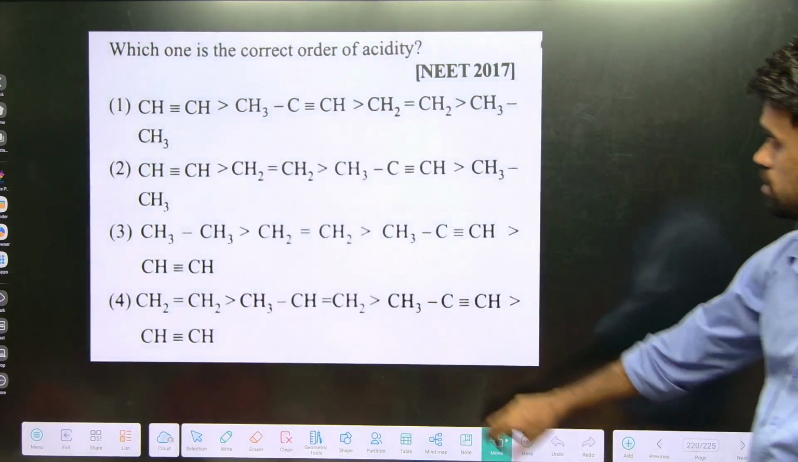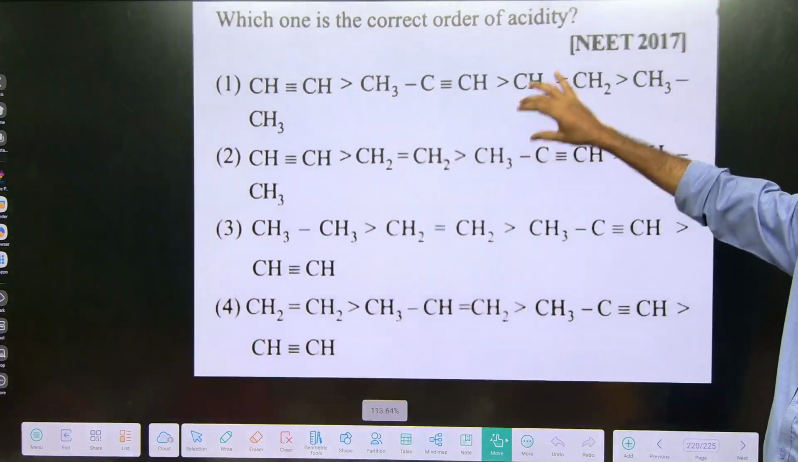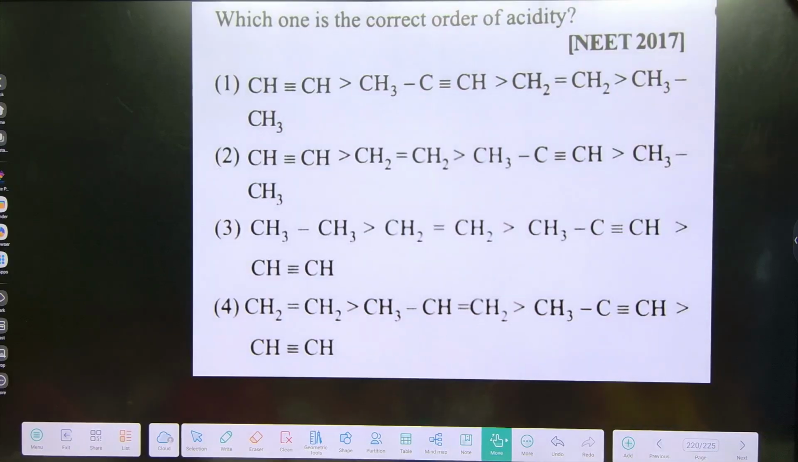Look at this. Acidic nature. Just now you studied. Which is more acidic? Alkynes, like sp. So it means which option is correct? First option or second option or which one? First option will be correct.